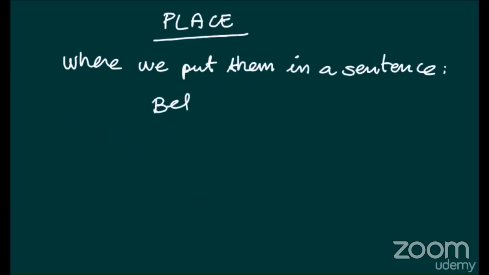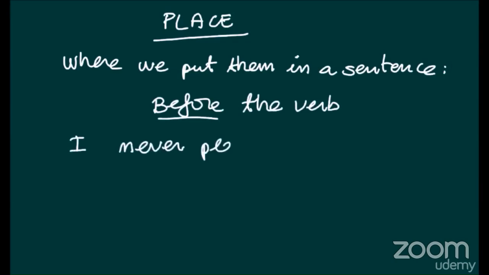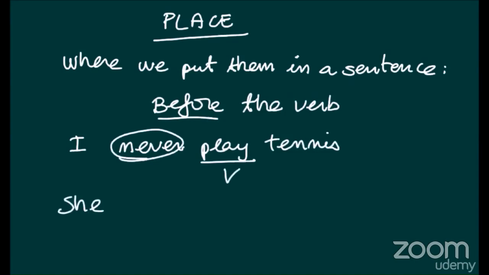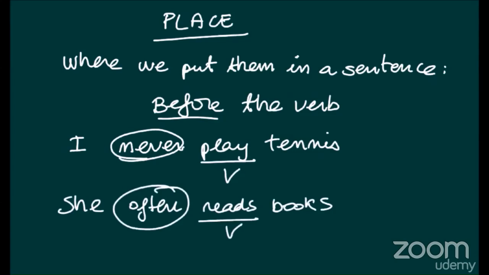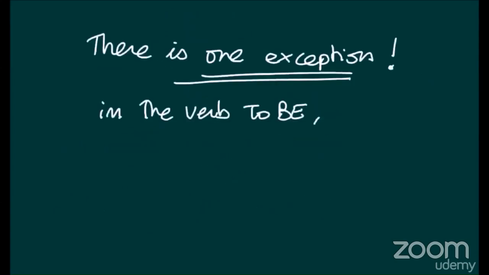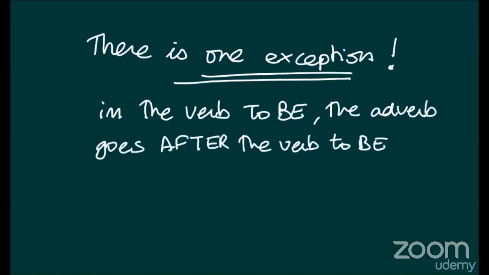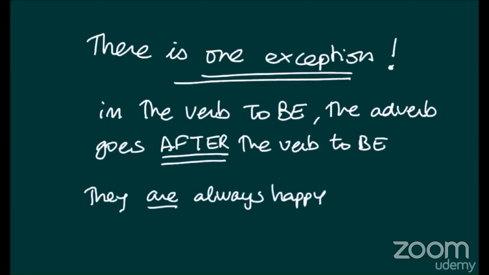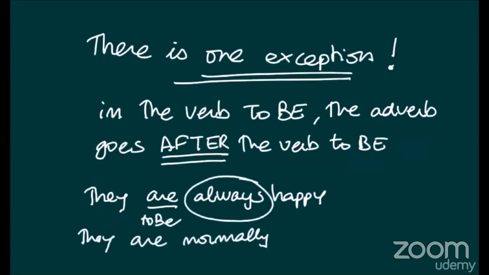The adverbs of frequency go before the verb. Look at the examples. I never play tennis. She often reads books. But there is one exception. In the verb to be, the adverb goes after the verb to be. For example, you are always happy. They are normally at school.